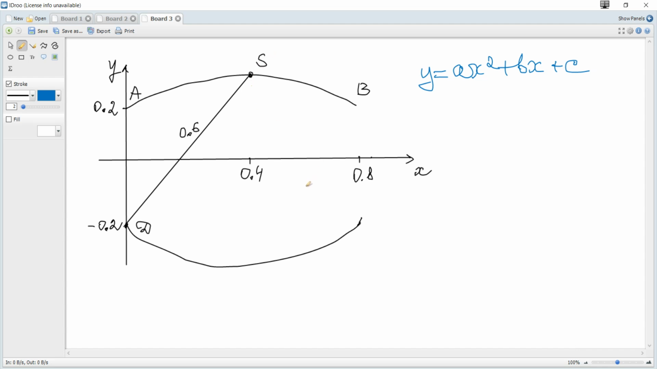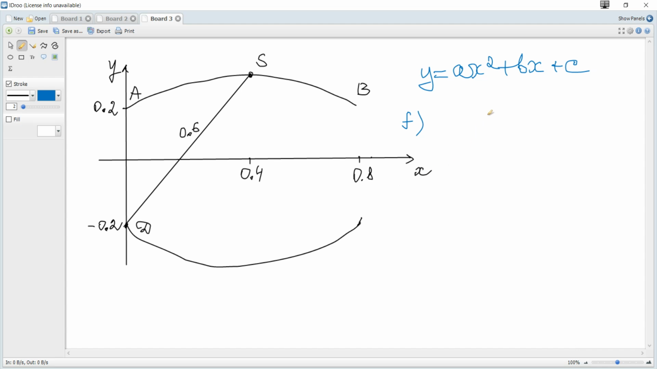Kepler wishes to find out if his barrel would give him more wine than any cylindrical barrel with D is 0.6. The coordinates of A and B are 0, 0.2 and 0.8, 0.2 respectively. Question F. Find the equation of the quadratic curve ASB, 6 marks.